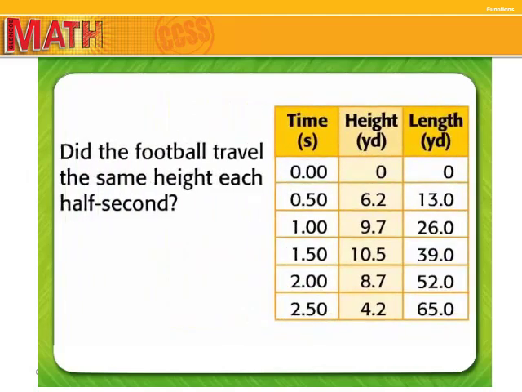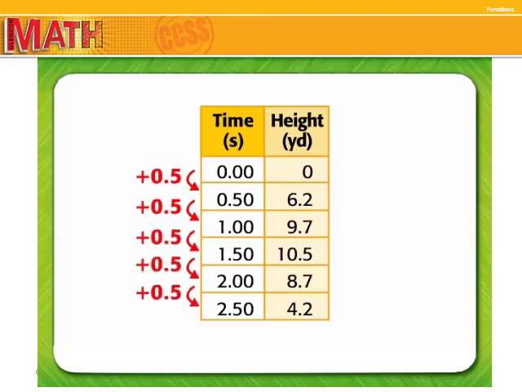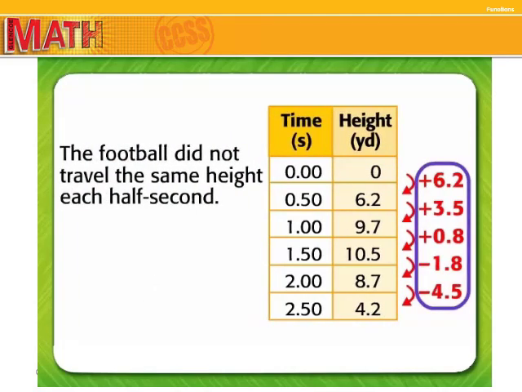Did the football travel the same height each half second? Consider the height the football traveled for each half-second increase in time. Find the change in height the football traveled for each half-second increase in time. The change in height is different for each half-second increase in time. So the football did not travel the same height each half-second.